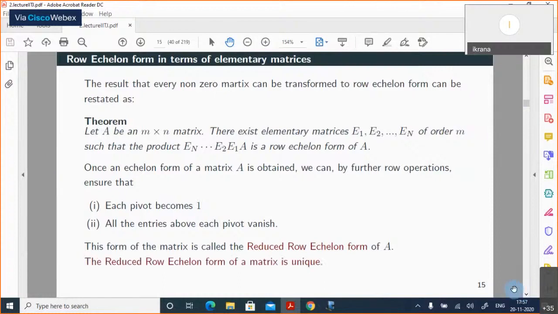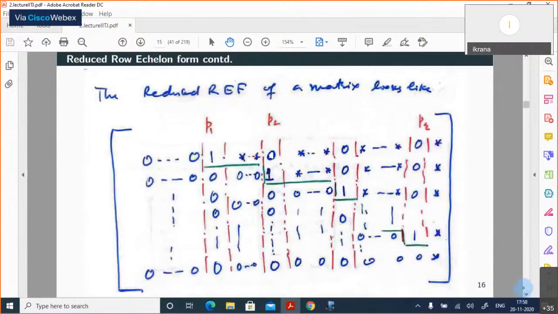And one can prove that, though we said the echelon form of a matrix need not be unique, now that we have normalized it, the reduced row echelon form of a matrix is unique. That one can prove. Okay, I will not go into the proof of that because it's only a matter of writing various entries in a matrix. Okay, so in reduced row echelon form, this is the shape that the matrix will look like. This is an m cross n matrix.